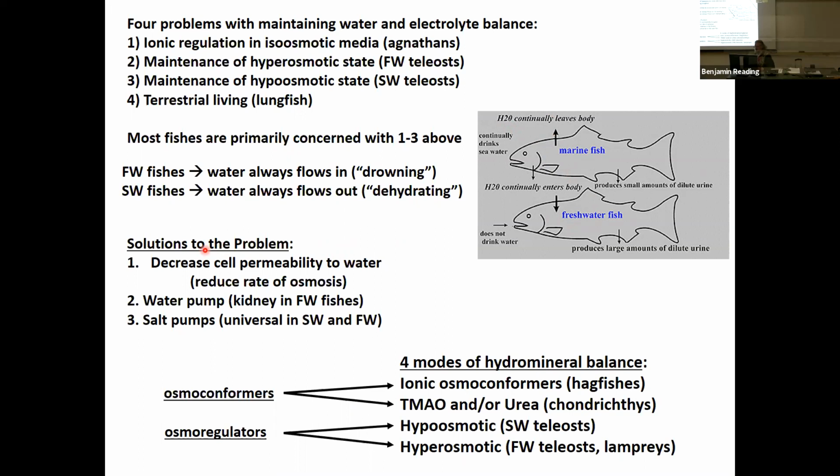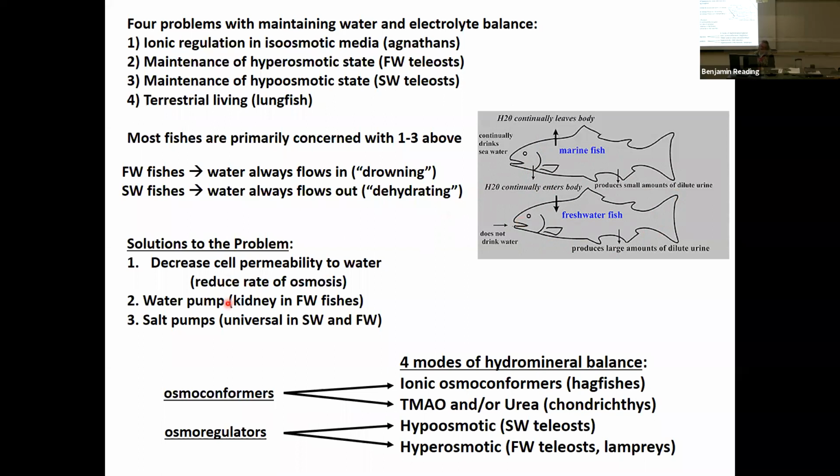So there are a couple of solutions to this problem. The first is, let's decrease the permeability of our surfaces to water. Let's reduce the rate at which water can cross these membranes. Let's waterproof ourselves. That's what the lungfish does. That's also what the fishes do. Their scales are structures on their surfaces designed to prevent water from flowing across. Really, most of the water exchange occurs across the gills, which we talked about is required because that's where you have to pick up oxygen and offload carbon dioxide.